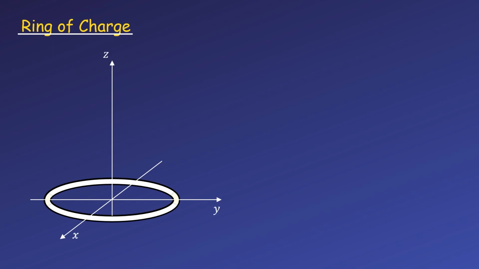In this video, we're going to find the electric field due to a ring of charge. I've drawn a ring of radius r sitting in the xy plane, and we want to find the electric field at a point P along the z-axis above the ring. This ring will have a uniform linear charge density lambda.